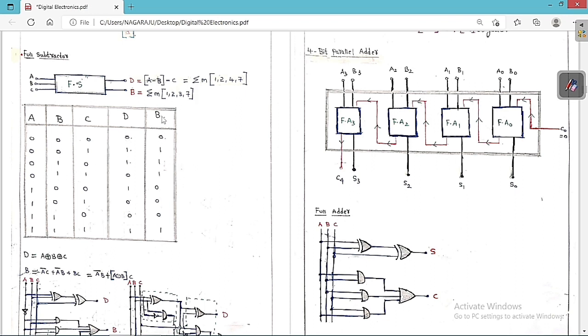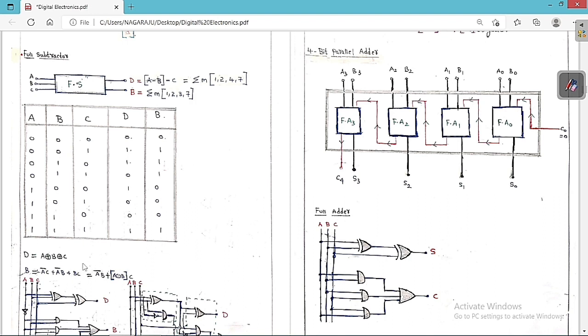Now similarly for the borrow, if you do a cleanup and a simplification, finally we get A bar C plus A bar B plus B C. Or we can write another format, which is A bar B plus (A XOR B) bar into C. Either you can write this one or this one, and we are going to get the same result.